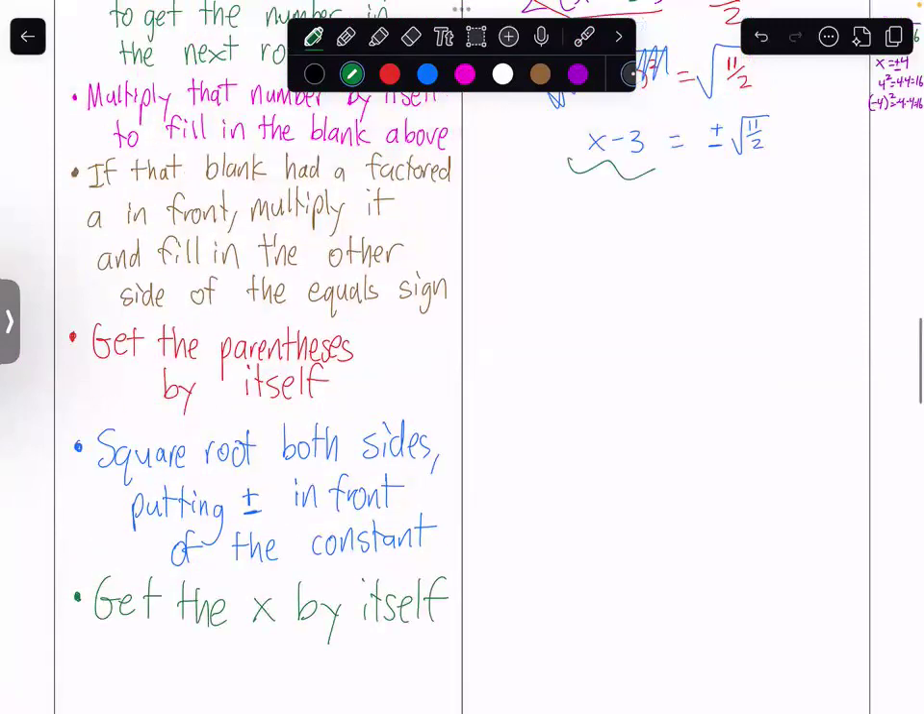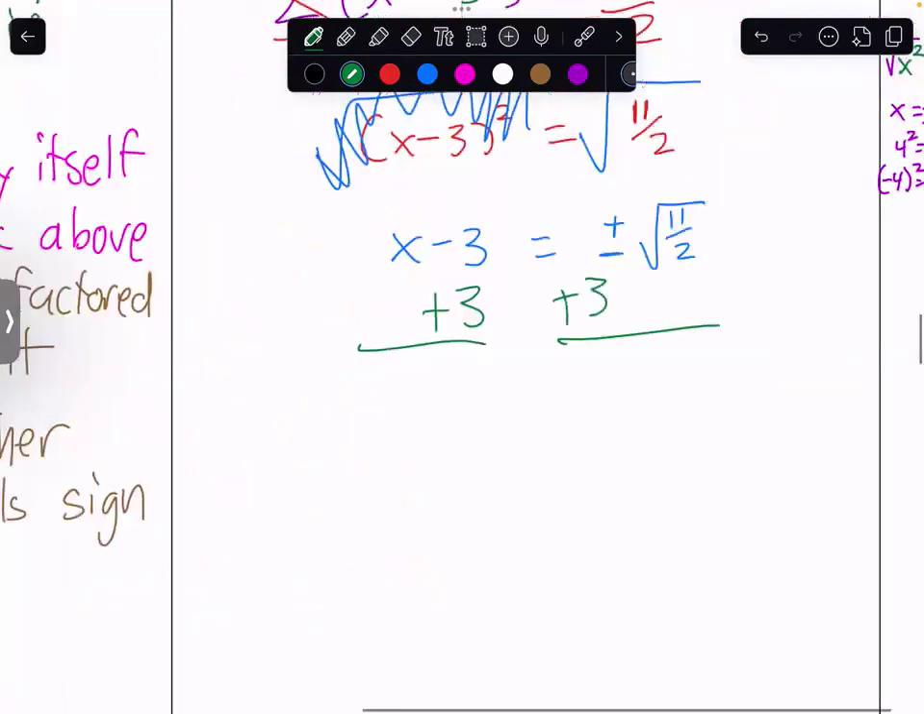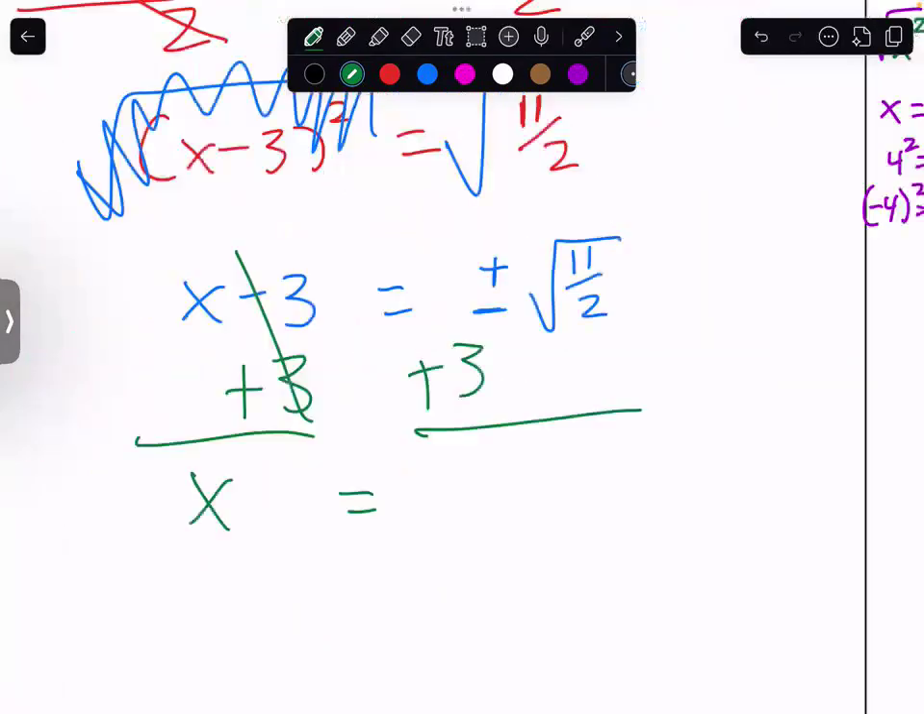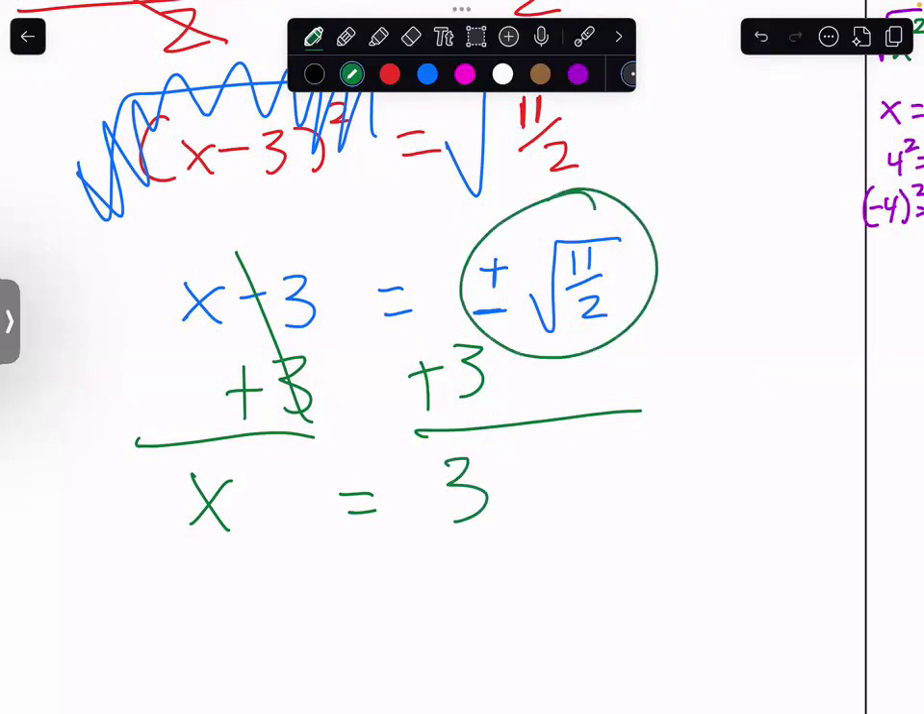So right now, the x is not by itself. It's got this -3 attached to it. So the opposite of subtracting 3 would be adding 3 to both sides of the equal sign. And the whole point is to cancel those out, leaving the x by itself. Now over here, you can't add a regular number to a square root. So what you do is you just put this number in front and you copy this part, including the plus minus sign.